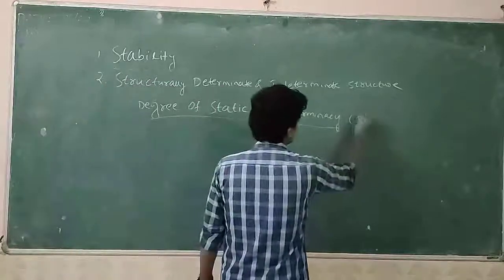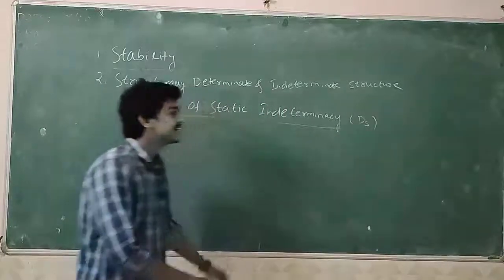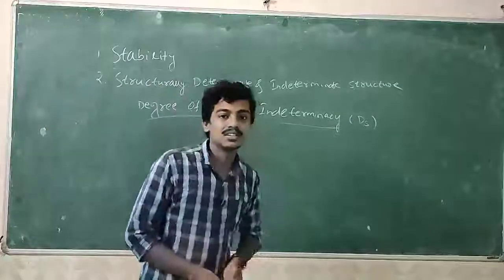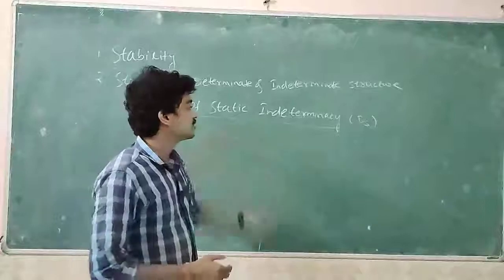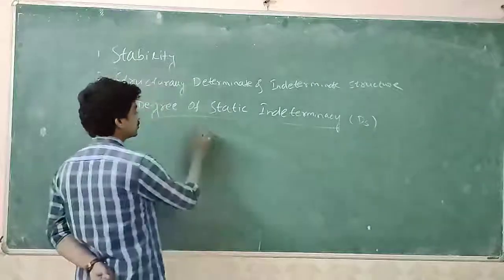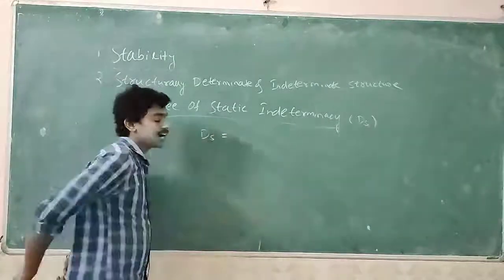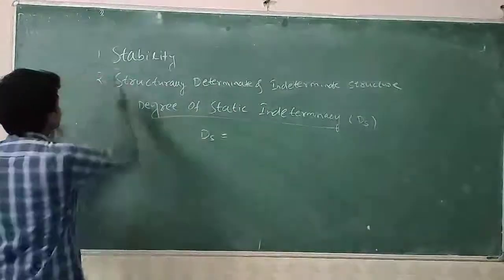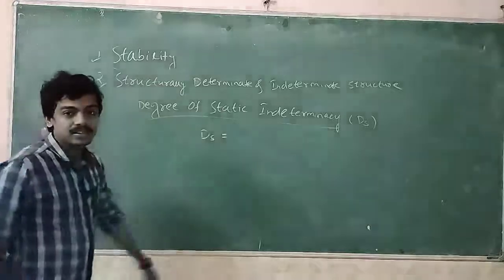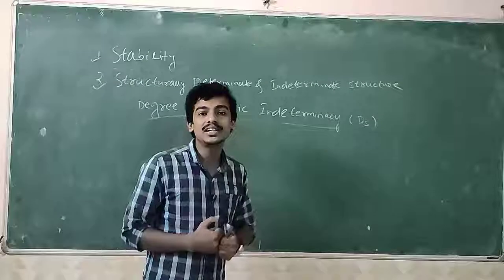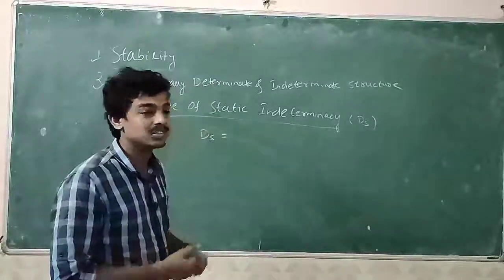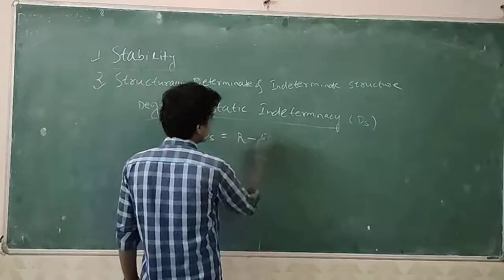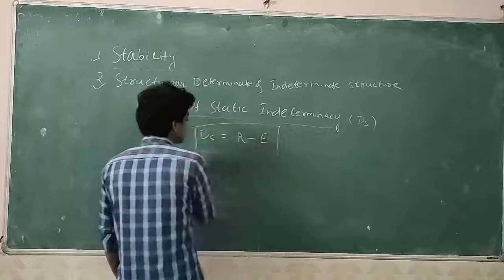Suppose ds. The detail of this you study in structural analysis, but the fundamental thing you should know is how to calculate this. After calculation, the value will be used through criteria. So first calculate the degree of static indeterminacy. How to find out? By using the formula R minus E, you can find out this ds.